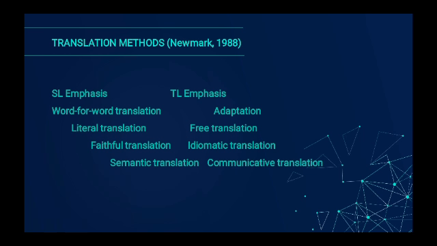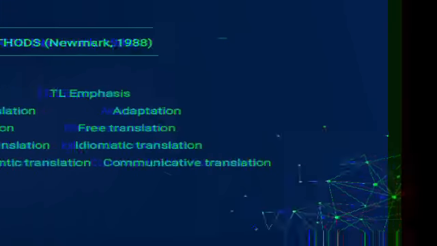Come to the next part, which is about translation methods, the main point of this paper, and it comes from the Theory of Newmark in his book in 1988. There are 8 methods of translation: word for word translation, literal translation, faithful translation, semantic translation, adaptation, free translation, idiomatic translation, and the last is communicative translation. This is explained in my paper.